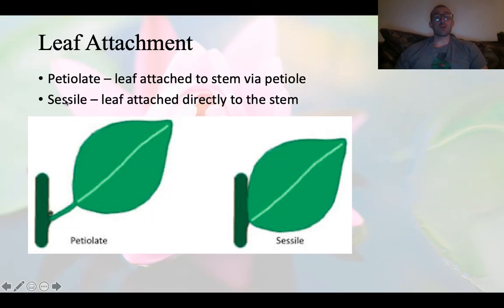You should know these differences, though, in how a leaf attaches to the stem. We have petiolate, which is where our leaf has a petiole. Again, that's the stalk of our leaf. So in a petiolate leaf attachment, we have a petiole that attaches the leaf to the stem. If we have a sessile leaf, there is no petiole, but the leaf itself is attached directly to the stem.